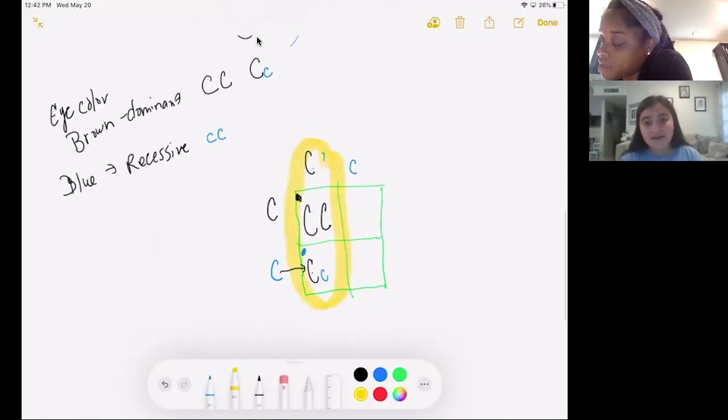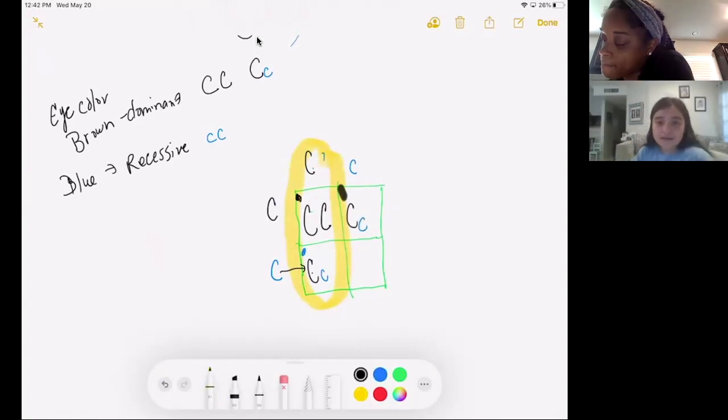Yep. All right, so now let's go back and do this box. That one is capital C, lowercase c. Good. And now the last box, what is that one? That one is lowercase c, lowercase c. Good. So now let's do the probability, okay?